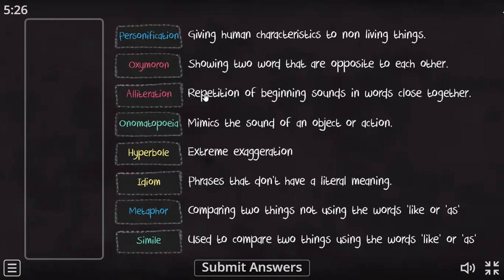Alliteration, repetition of the beginning sound, the one letter. Oxymoron is two opposite words. Personification is giving human characteristics to a non-living thing. Hyperbole is extreme exaggeration. Idiom is phrases that do not have a literal meaning. Metaphor, comparing two things, but they do not use the word like or as. Simile, comparing two things using like or as.